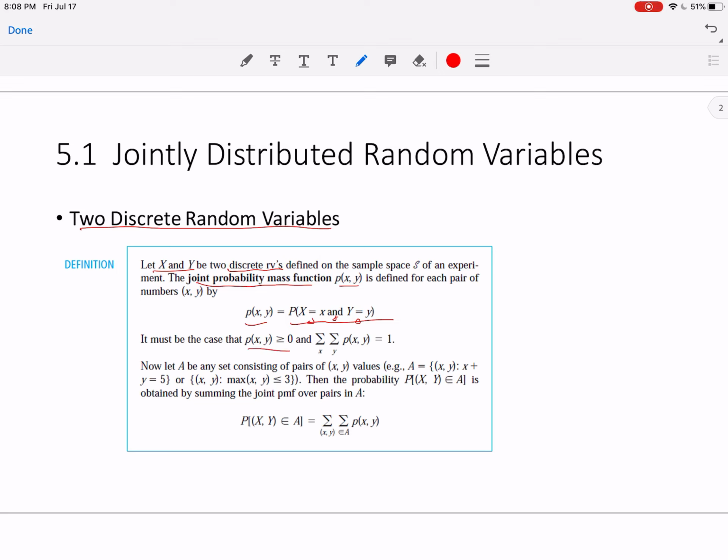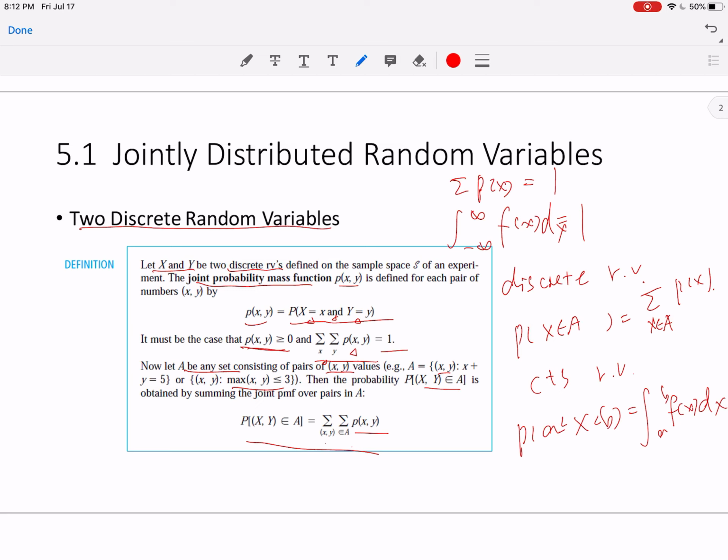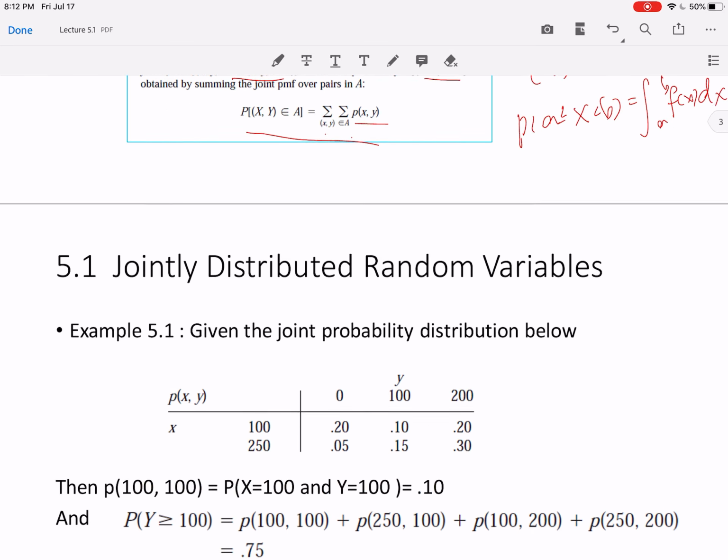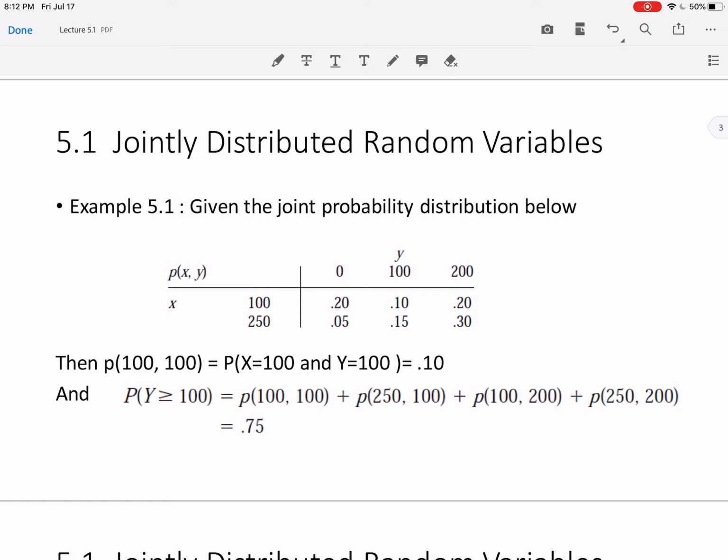And a very similar idea here: the probability that the pair (X,Y) is in the set A is going to be equal to the sum of the joint PMF over (x,y) in A. I think this is quite straightforward, and I hope this is clear enough to you. If it's not, let's take a look at this example here. I think the example will make everything clear.